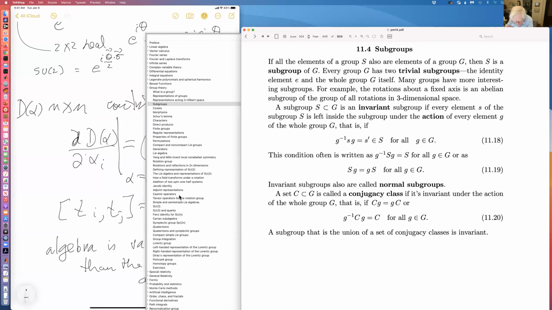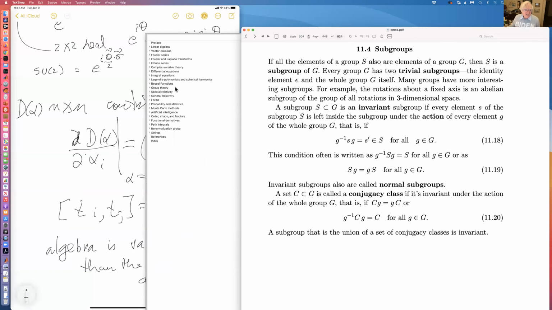Now, we don't need to do all of these things in complete detail. In fact, it would be useful if someone would send me an email saying what it is that you'd really like to focus on. Or for that matter, would you rather skip lightly through group theory and concentrate instead on general relativity or probability or Monte Carlo methods or path integrals or one of these other topics? So let me know.